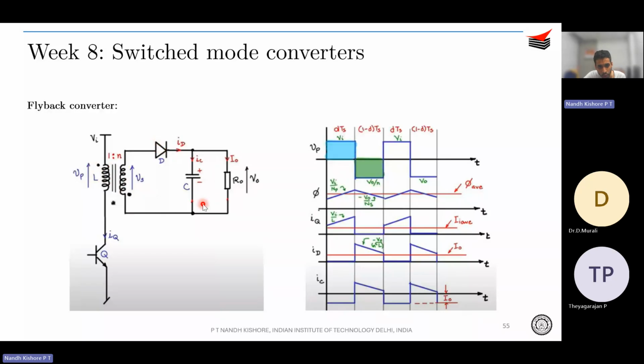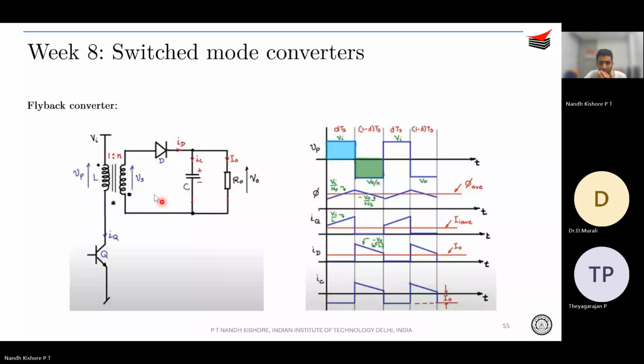Therefore, the capacitor will feed the load, and this inductor will charge up. When you turn off the device Q, this inductor is going to discharge through the output side. So this diode will be automatically reverse biased, so the current will flow like this.